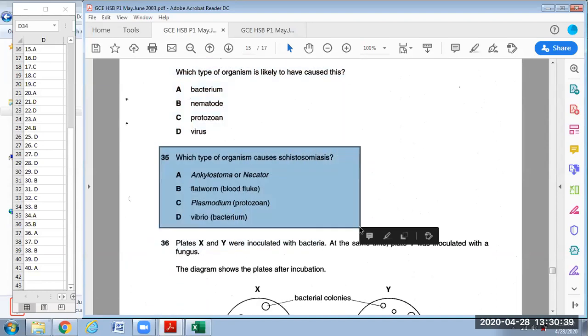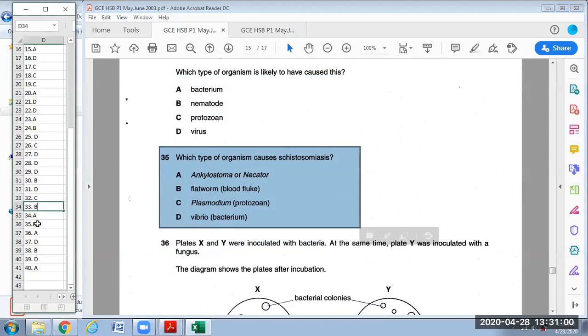35. Which type of organism caused, I don't know that word. Yeah, this is not part of our syllabus as well. So for now, you all could skip this when you're learning your work, because we didn't have to learn about this type of disease. But basically, the answer would have been flatworm, which is a blood fluke, B. So when you're tallying up your answers, leave out 2. So therefore, you'll be out of 38 when you're tallying up.